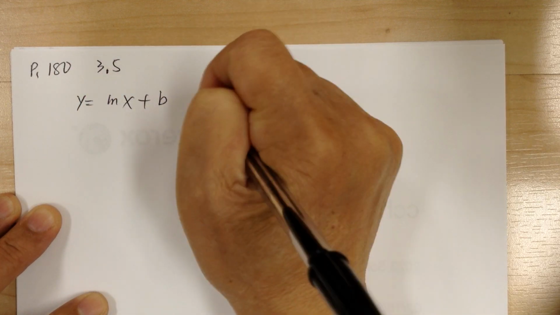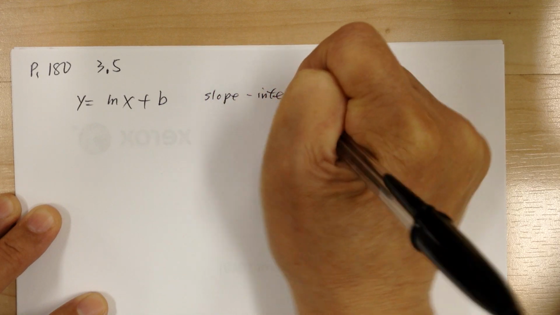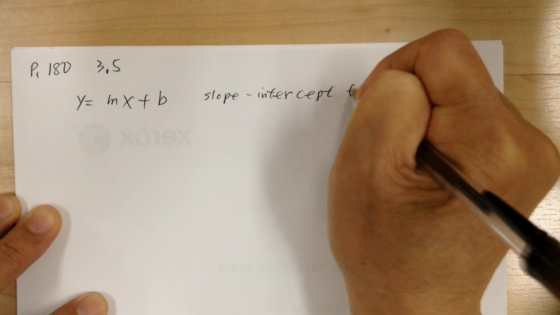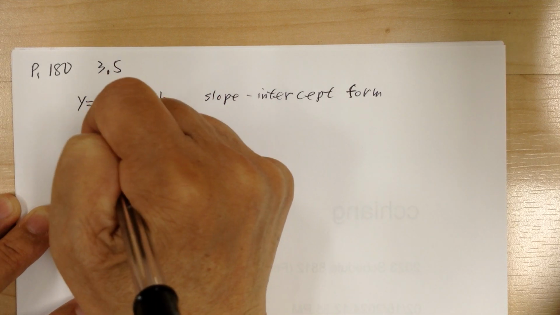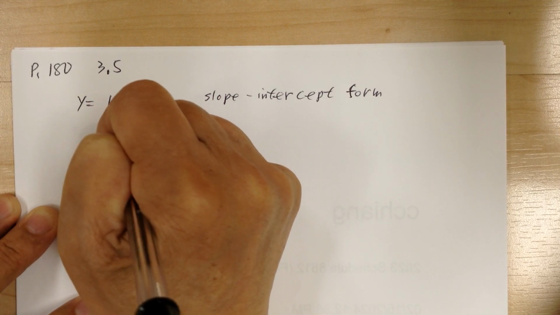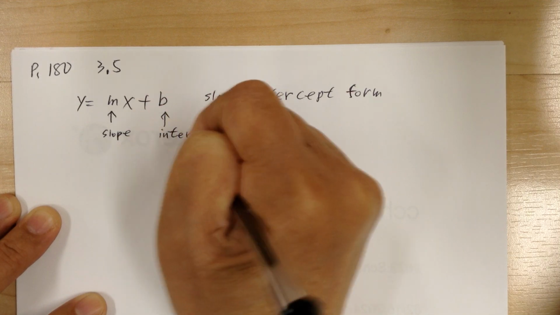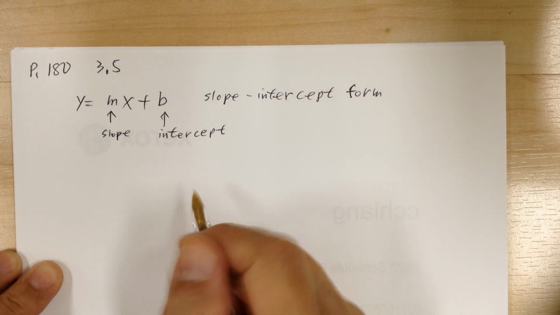So this is called the slope-intercept form. And the reason this is called the slope-intercept form is because here's your slope and here's your intercept. So let's see how this is going to work.